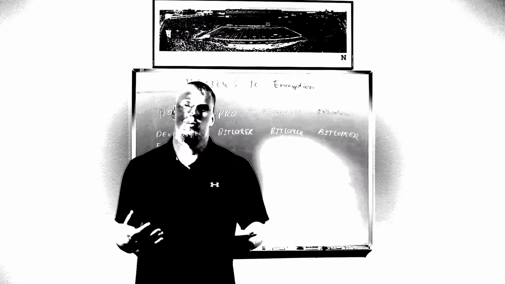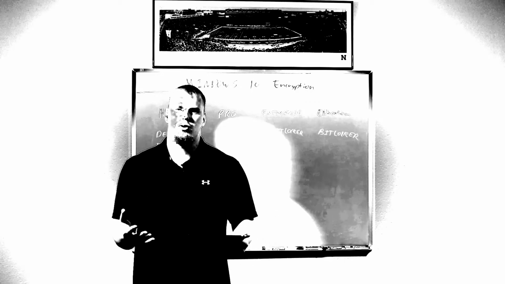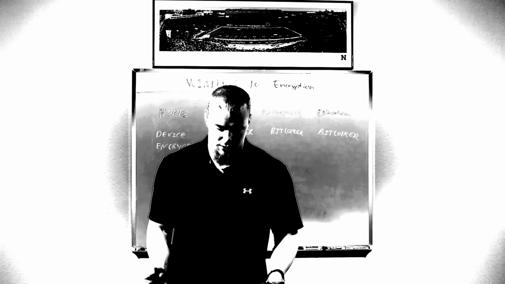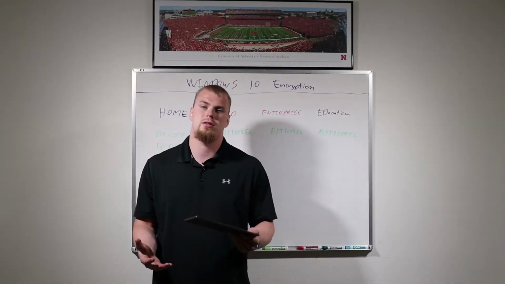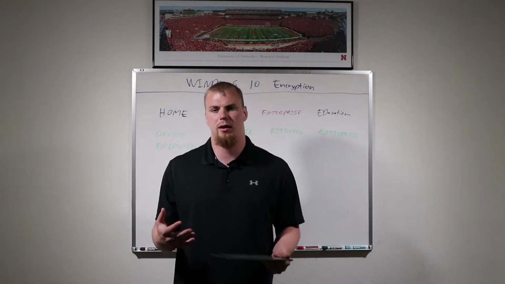So you might be asking, well, Levi, how do I turn on device encryption? All right, so go down to the search box again. Type in settings, then go to the update and security section, and you should see a device encryption page there. From there you can tell if device encryption is even turned on. If it's not turned on, then you'll want to go ahead and turn it on so you can get encryption set up. If it is turned on, then you're good to go.